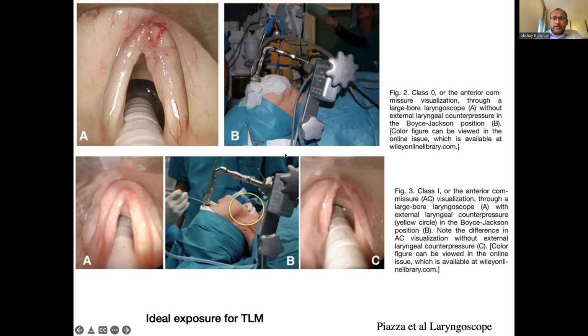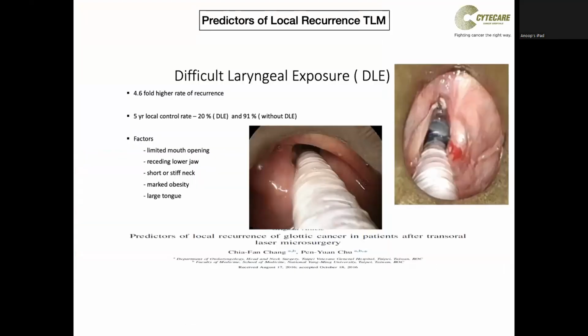In certain situations, when there is slight difficulty in visualizing the anterior commissure, you withdraw the scope a little bit up to the infrahyoid epiglottis, and then take assistance from your colleague to give external pressure so that you can visualize the anterior commissure. So class 1 and class 0 are the ideal laryngeal exposure situations to perform transoral laser surgery.